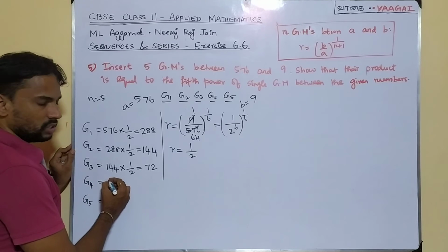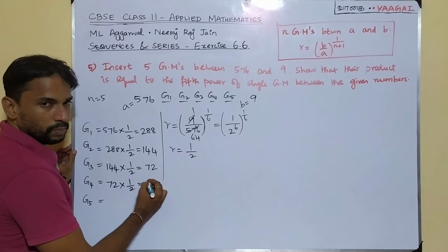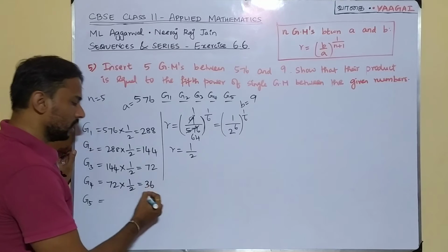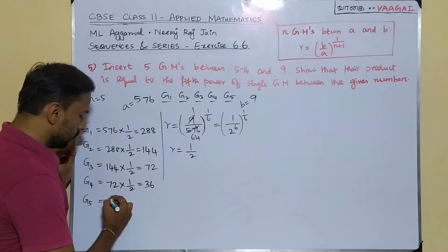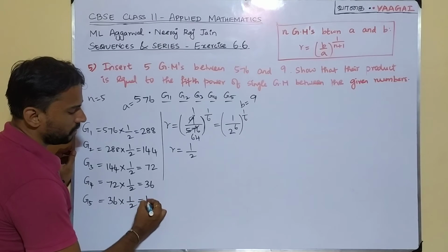Next, here we have G4. G4 will be 72 into 1 by 2. That will give you how much? 72 into 1 by 2 will be 36. This is the value of G4. And one more, G5, we have to find. For which I have to do 36 into 1 by 2, that will be 18.